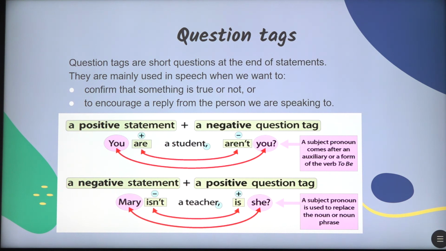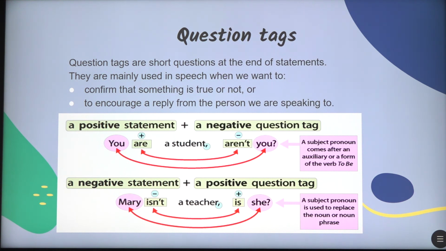They are mainly used in speech when we want to confirm that something is true or not, or to encourage a reply from the person we are speaking to. Here we've got the structure of the question tags. For example, if we've got a positive statement, then the form of the question tag is going to be in the negative. You are a student, aren't you?